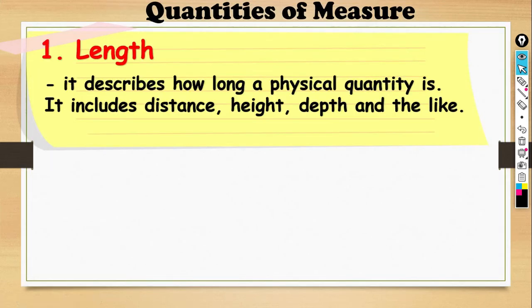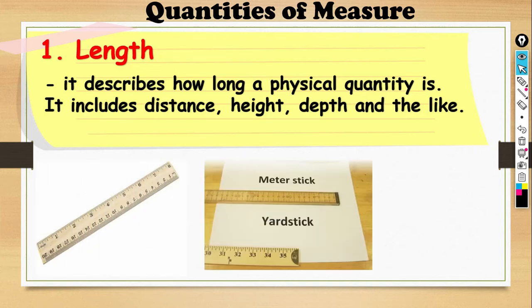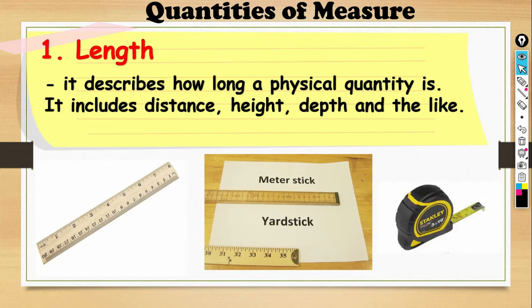So, we have here the first quantities of measure, which is length. It describes how long a physical quantity is. So, it includes distance, height, depth, and the like. So, pwede natin sukatin ang length using a ruler, a meter stick or a yardstick, and a tape measure.